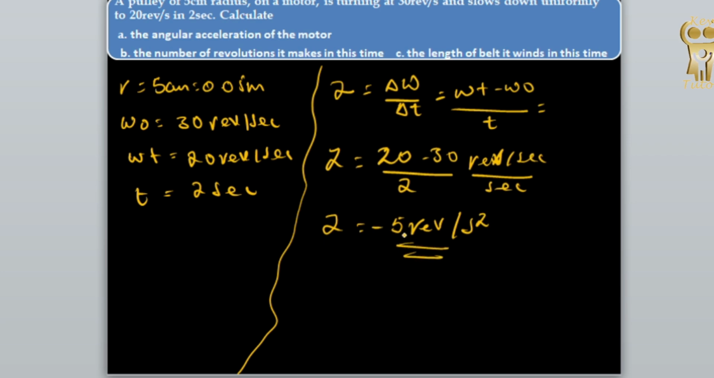It's negative, which implies that the final angular velocity is less than the initial angular velocity, so the object is slowing down. Since the final velocity is less than the initial velocity, the angular acceleration is opposite, or anti-parallel, to the angular velocity, because the object is slowing down.